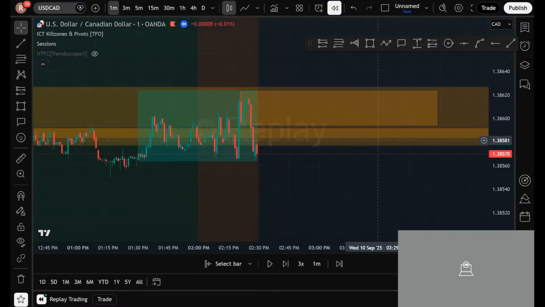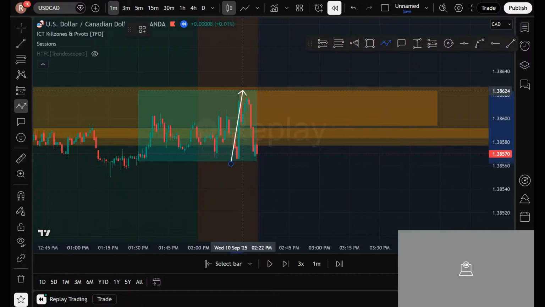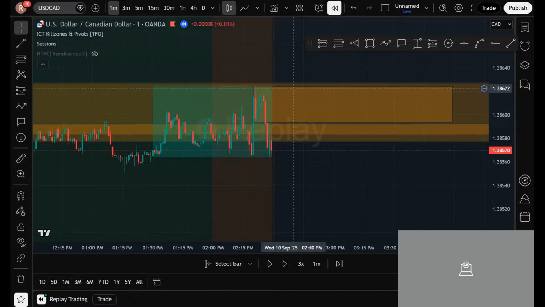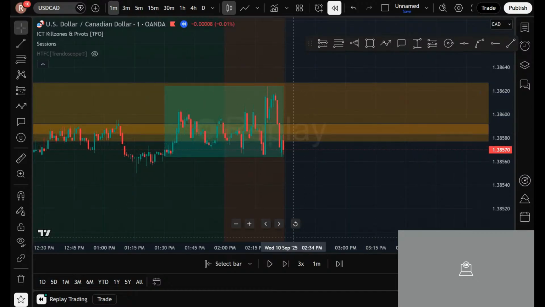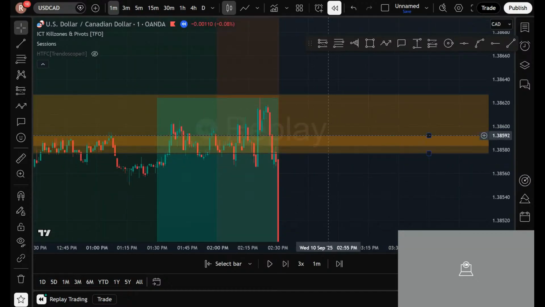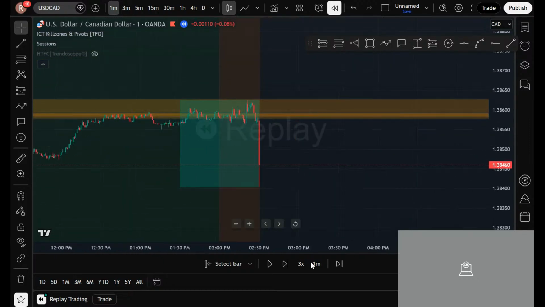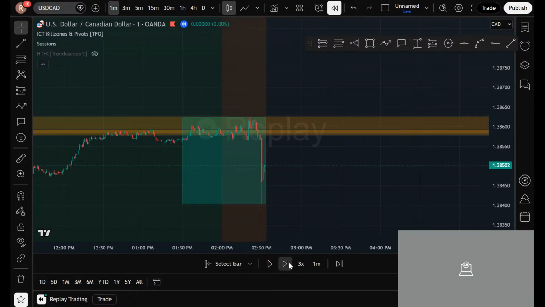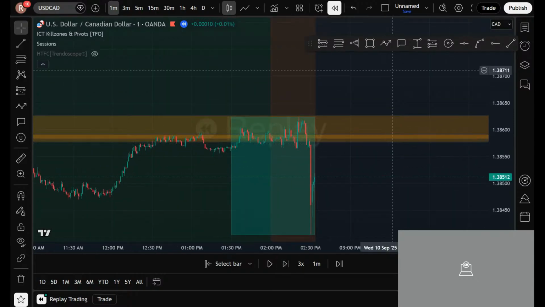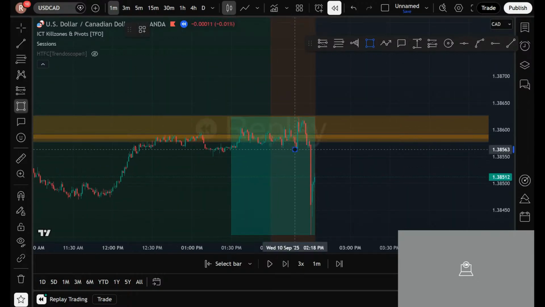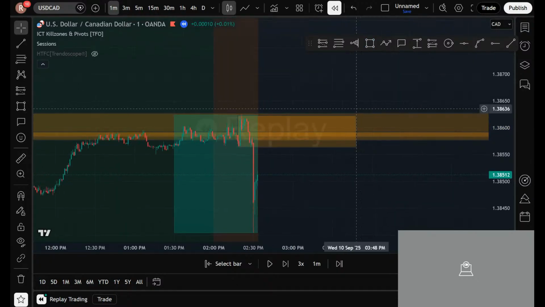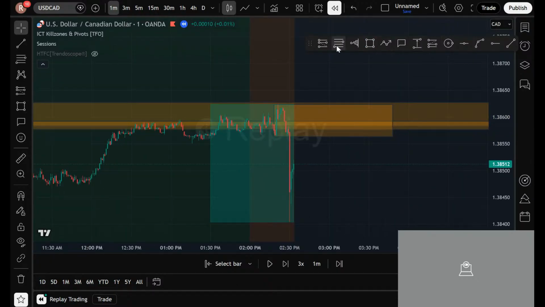Its low is not broken, so this is not my order flow. It is kind of order flow, but you see, sellers are so aggressive. But if price comes to my order flow of this area, it is more likely price is going to sell.